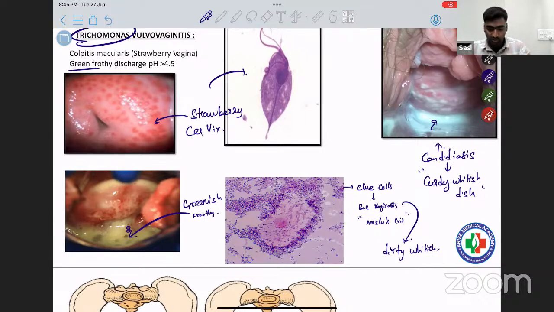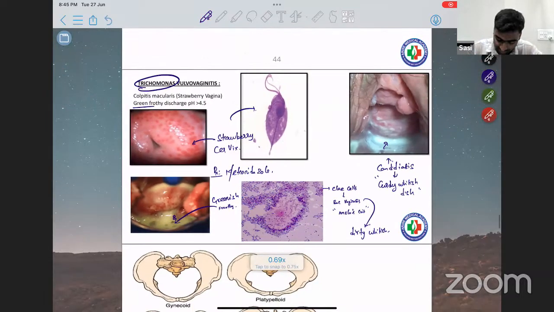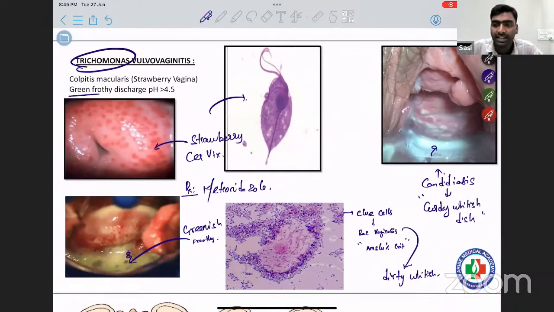Fine. Let me ask you one more question. What is the drug of choice, or the treatment of choice, for Trichomonas vaginalis? Yeah, you're getting it correct. It is the metronidazole. Fine. It is the metronidazole. Next, this is about the PIDs you need to remember.